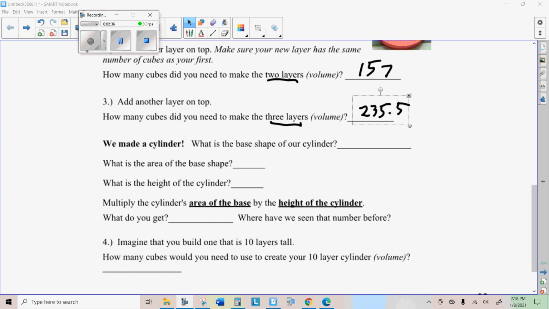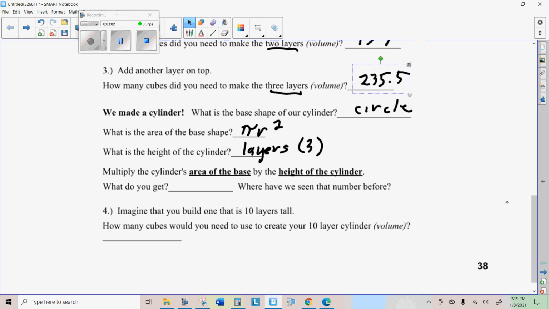All right, so as we're stacking layers and we're keeping those circles, we are building a cylinder. And the base of our cylinder is a circle. And the area of the base shape is pi r squared. And the height of the cylinder is the same as however many layers. In this case, it was 3. So just like we did with prisms, we're going to multiply the cylinder's area of the base by the height to get the volume. Okay? And that would be 235.5.